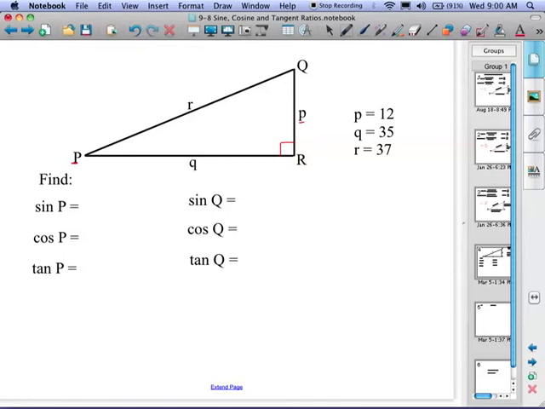We are told off to the side that side P is 12 units, side Q is 35 units, and side R is 37 units. And we need to find the sine, the cosine, and the tangent of angle P, and then we're going to find the sine, the cosine, and the tangent of angle Q. Instead of going back to each board every time to find the information we need, we're going to come up with something shorter.